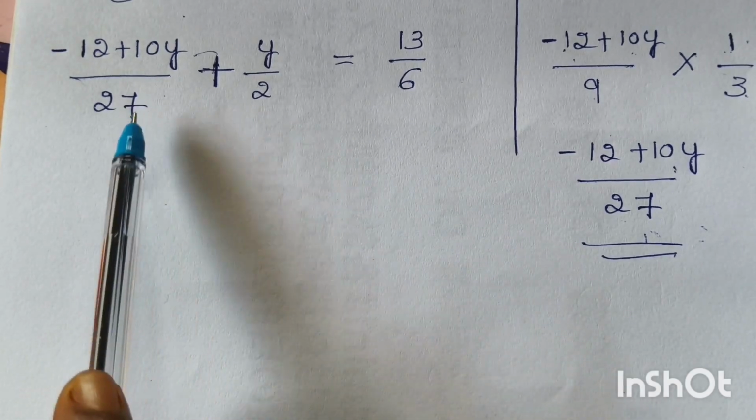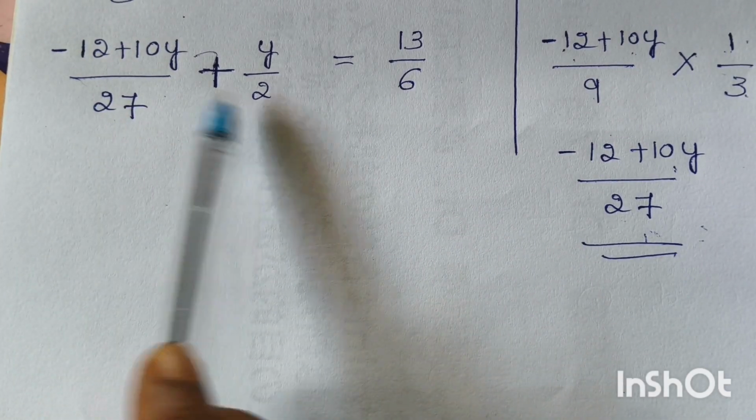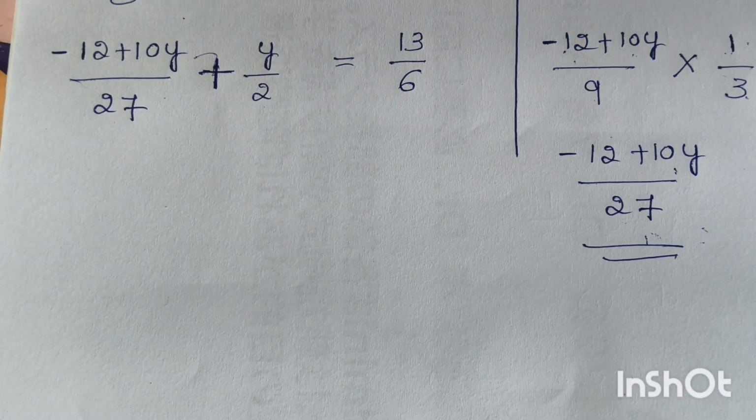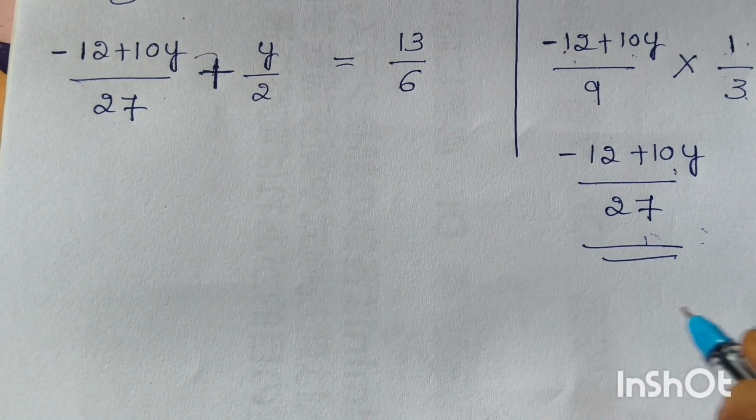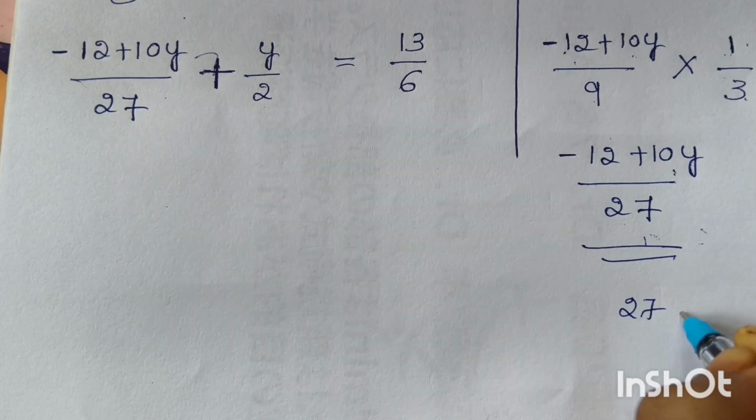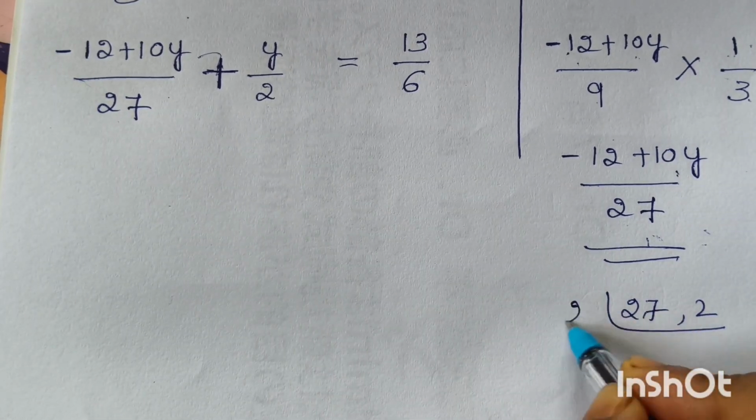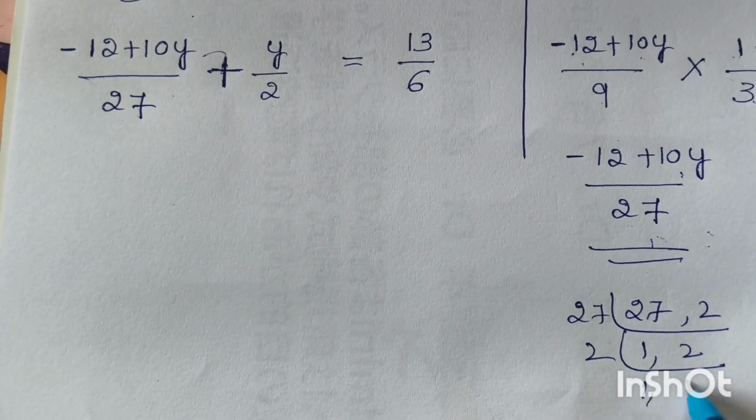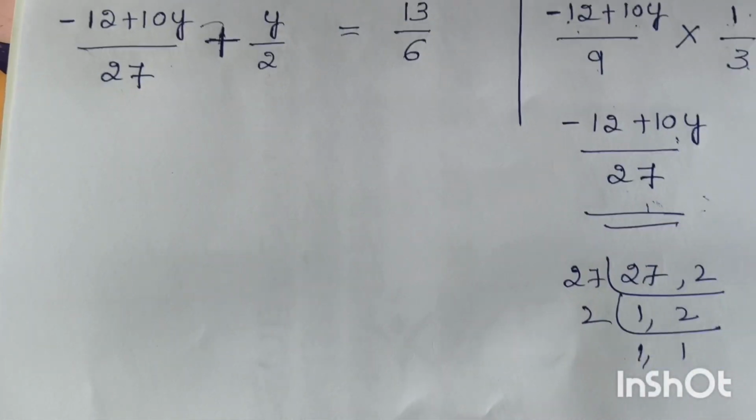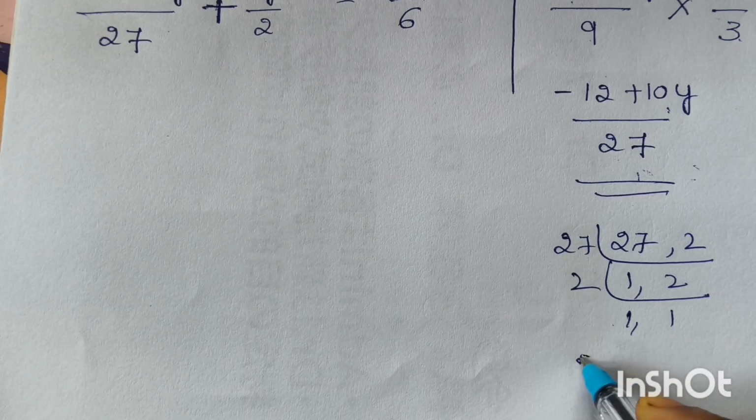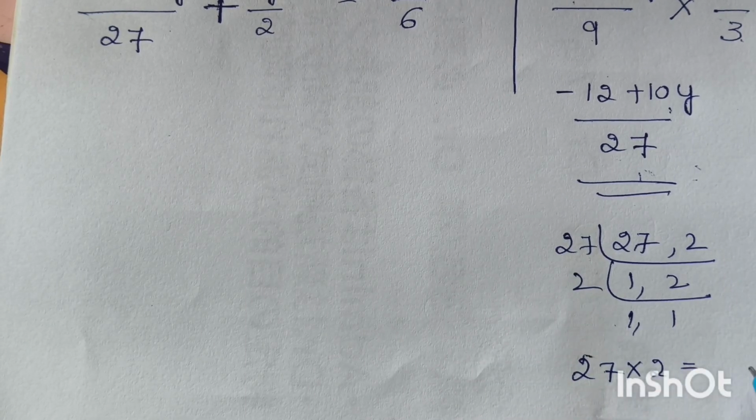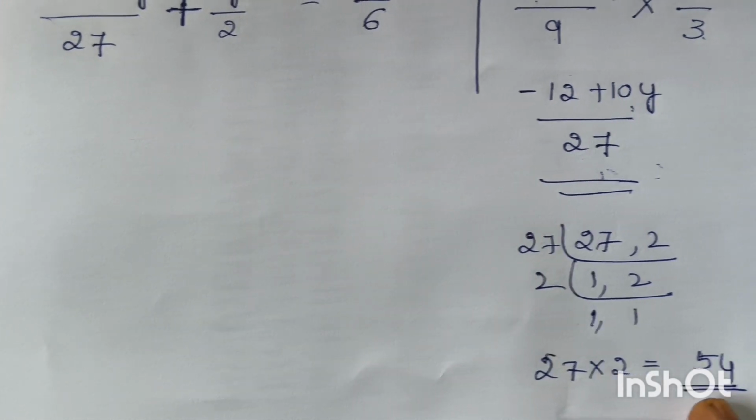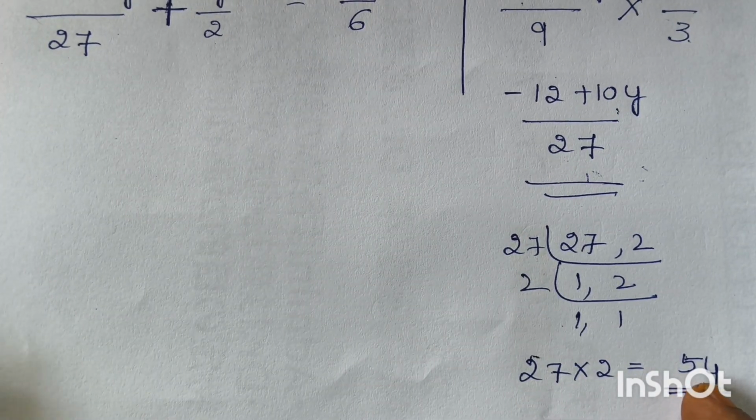See here, 27 and 2. The denominators are different, so we cannot add. What we have to do is take the LCM of 27 and 2. 27 ones are 27, 2 ones are 2. This is our LCM, that is 27 into 2, which is how much? 54. This is our LCM.